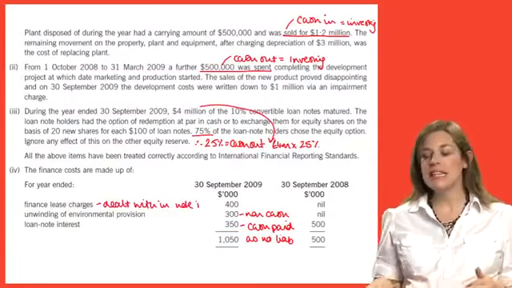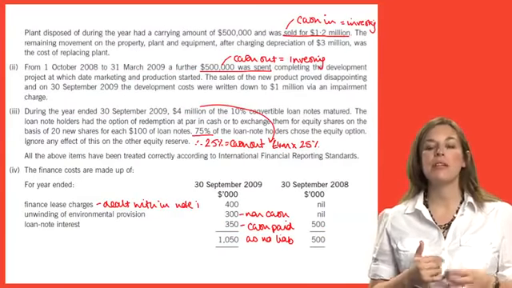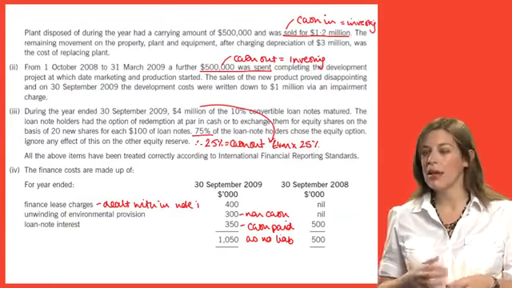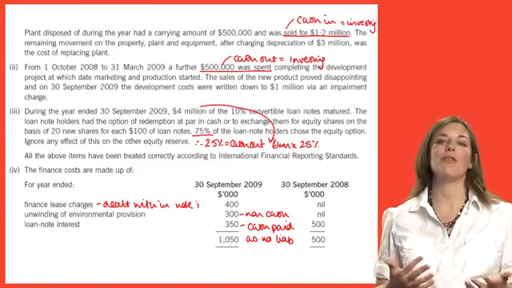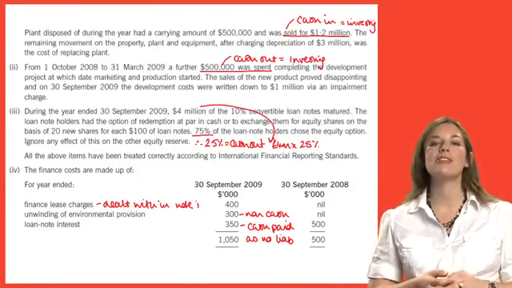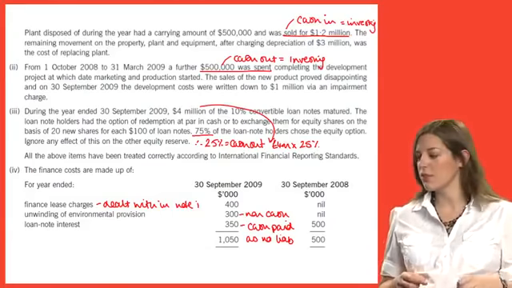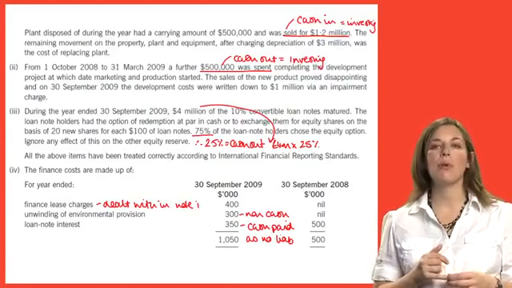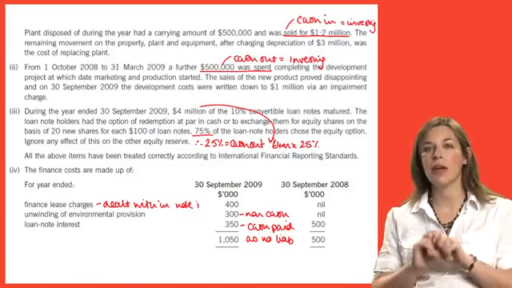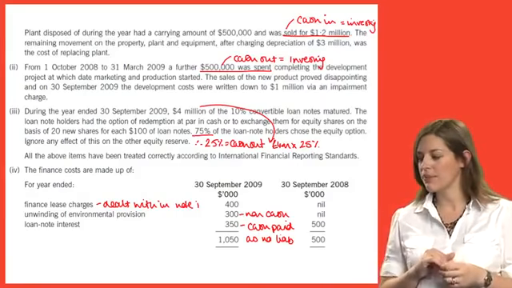Okay, so we can see here also during the year the company disposed of some plant. The plant had a carrying amount of 500,000. I don't care. I'm not interested in the carrying amount. I want to know what cash we received on disposing of the plant, which we're told was 1.2 million. That's my cash inflow to go into my investing section.